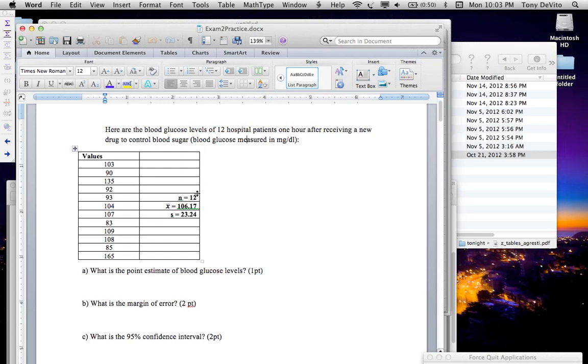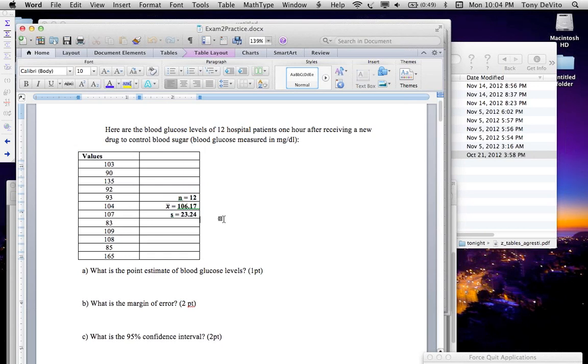Our sample size is 12 individuals. 12 randomly selected individuals were sampled. Blood glucose levels: 12 hospital patients 1 hour after receiving a new drug to control blood pressure. Blood glucose level is measured in milligrams per deciliter. Okay, so we found these are the values for each individual person. The average for all of those 12 people was 106.17. The sample size is 12, of course, and the standard deviation turns out to be 23.24.